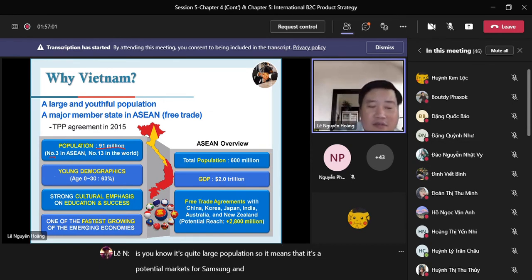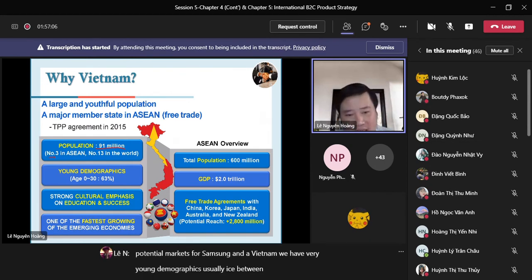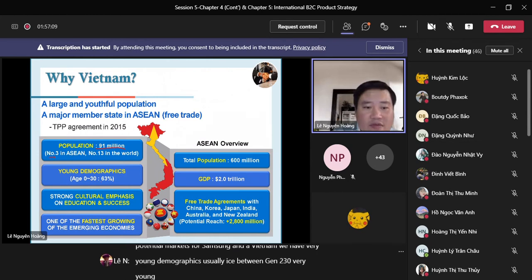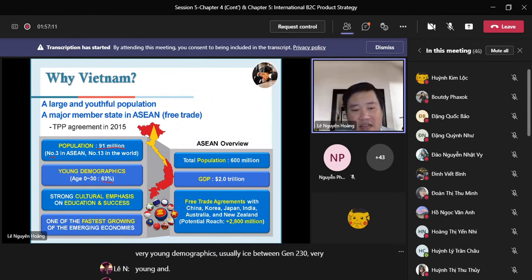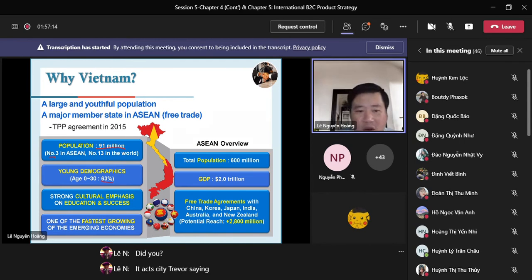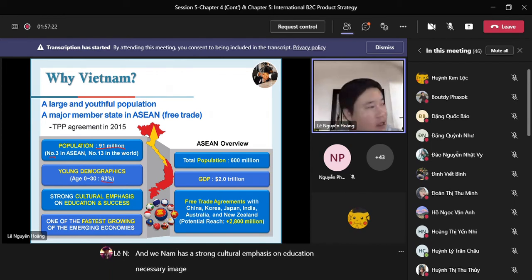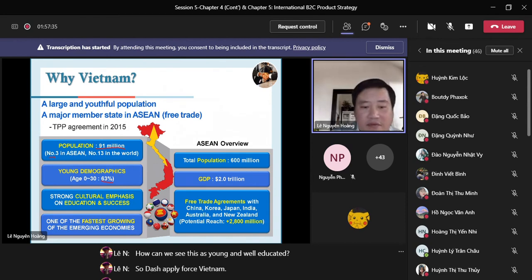And Vietnam has very young demographics, usually aged between 0 to 30, which takes 63% of the whole population. And Vietnam has a strong cultural emphasis on education and success. It means that labor in Vietnam can be seen as young and well educated. So that's a point for Vietnam, and it's one of the fastest growing of the emerging economies.